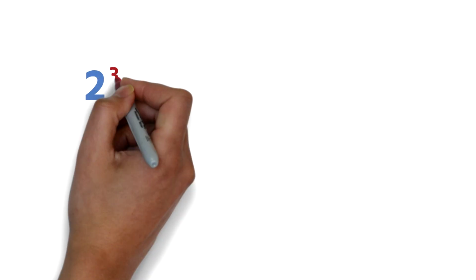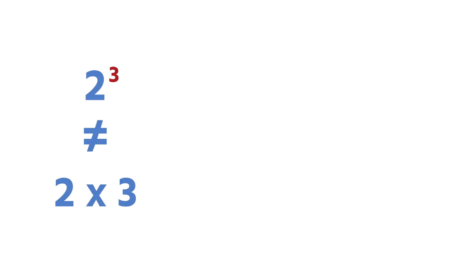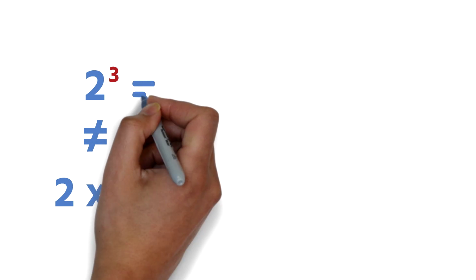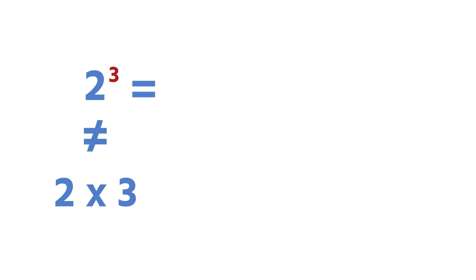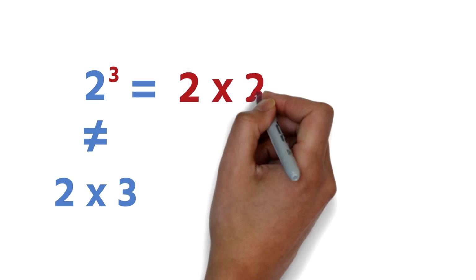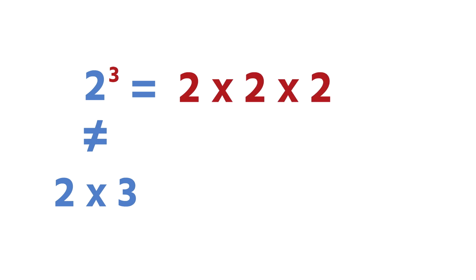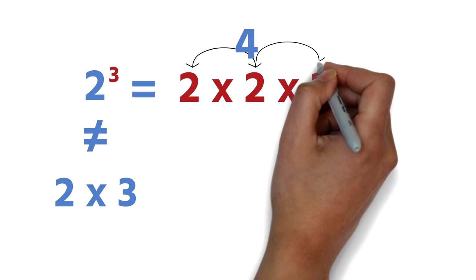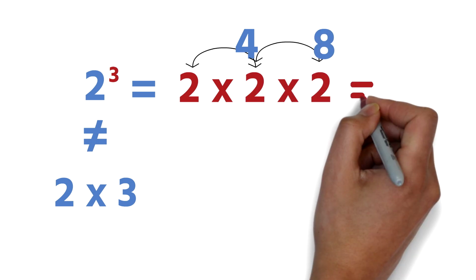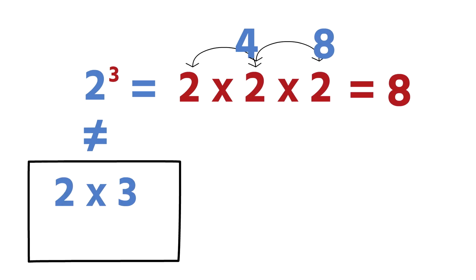2 exponent 3 is not the same as 2 times 3. 2 exponent 3 means 2 multiplying itself 3 times. That is 2 times 2 times 2. This is 2 times 2, which is 4. Then 4 times 2, which is 8. This is not the same as 2 times 3, which is simply 6.